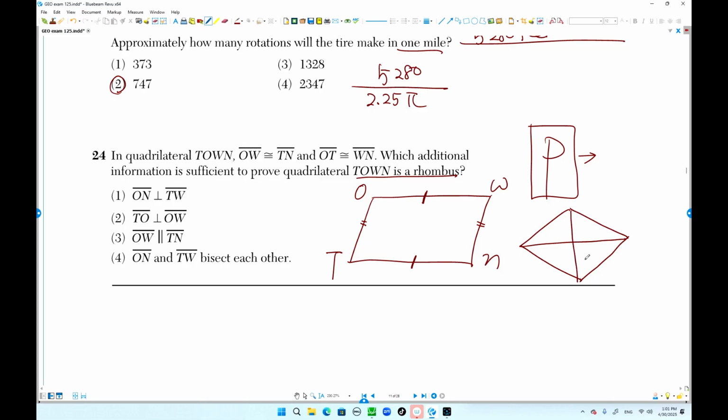The definition of a rhombus is that all four sides are equal. But we don't know, right? Here. But another way: if these two diagonals are perpendicular, that means all sides are equal, right? Okay. If these two diagonals are perpendicular, that is a rhombus. Then all sides are congruent, right? So ON, this is ON, TW must be perpendicular, right? Option 1 is this, okay?